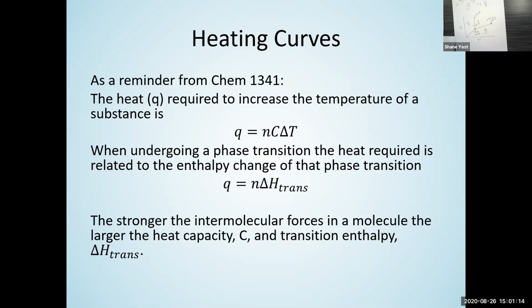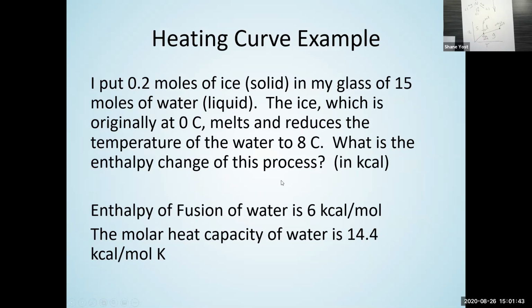And the values of these enthalpies of transition and these heat capacities are related with the strength of the intermolecular forces. The stronger the intermolecular forces, the larger these values are for a given substance. We won't go into any relationship for how to predict that, but as a general trend, heat capacity and enthalpy of transition are greater for systems and molecules that have stronger intermolecular forces. Okay? And so we could ask a question like this.